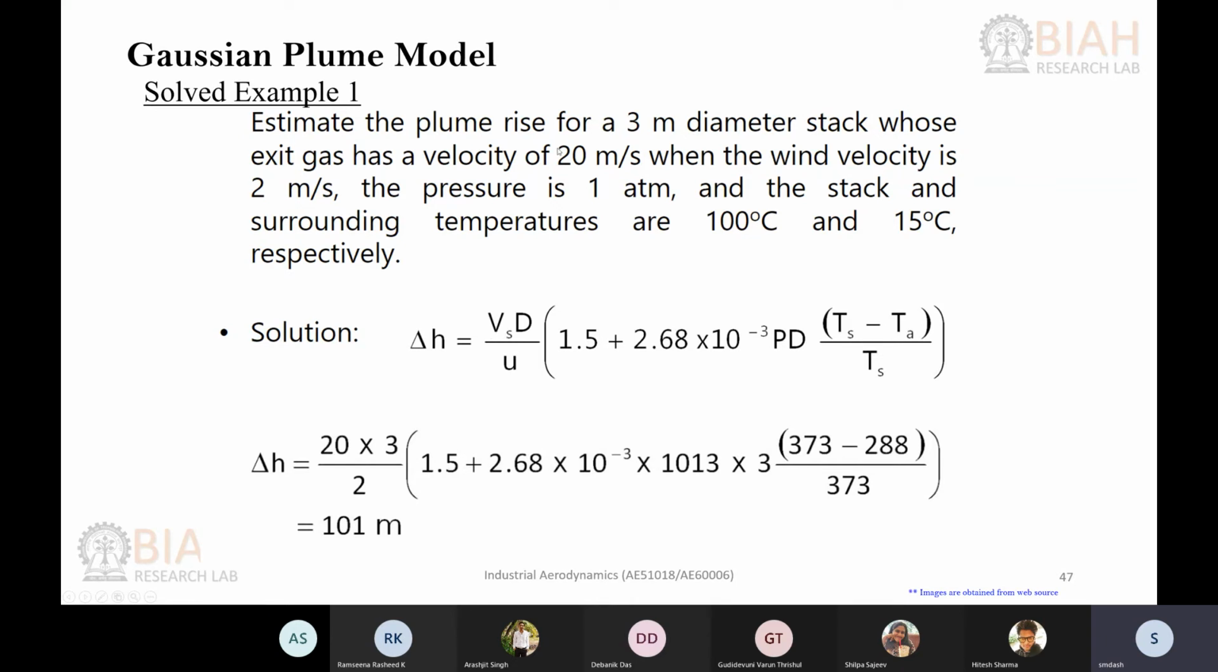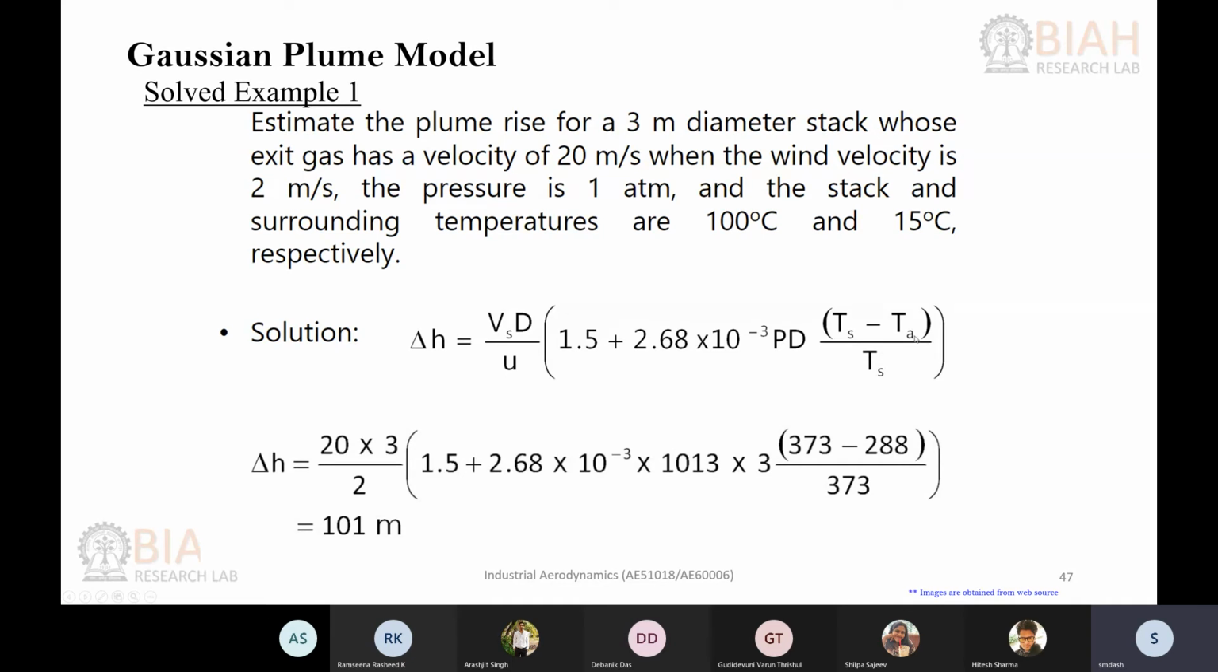Vs is your stack velocity, which is your 20 meter per second. D is your diameter of the stack, which is your 3 meter, already mentioned here. And U is your velocity of the wind, wind velocity, which is your 2 meter per second. The other thing I have said, you need to be very careful about the units of pressure and the temperature. So pressure you need to mention in millibar, which is this 1 atmosphere. If you convert it into millibar, it will be this much.